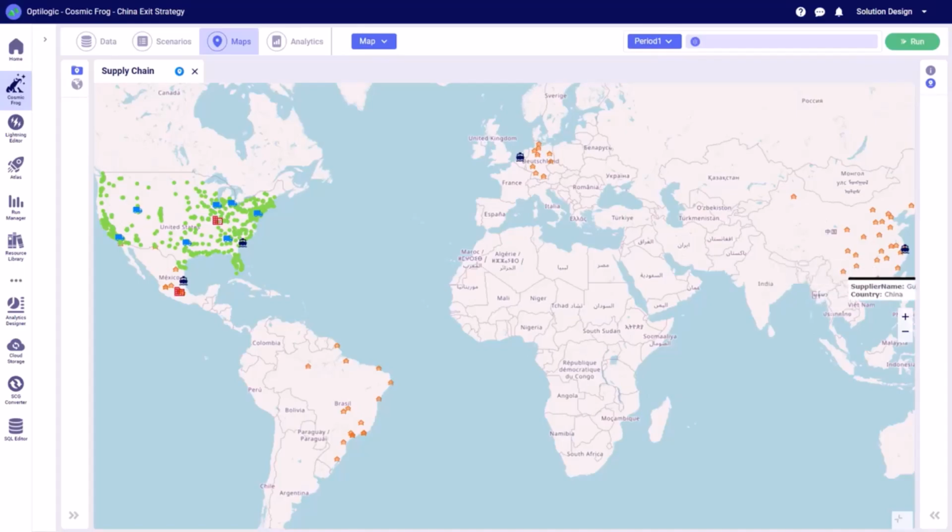In the model, we have suppliers in orange over in China. We have potential suppliers in Europe and potential suppliers in South America and Mexico. Production occurs at 2 plants, one in Mexico, one in the USA, and distribution takes place from 7 DCs out to 1,300 customers in the US.